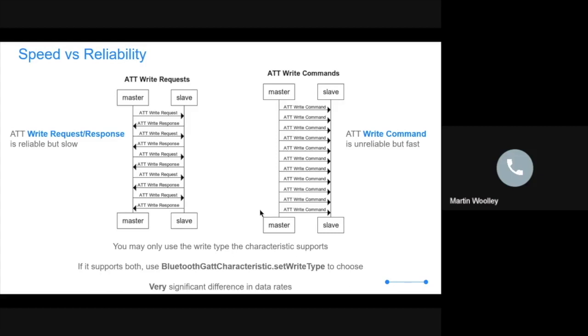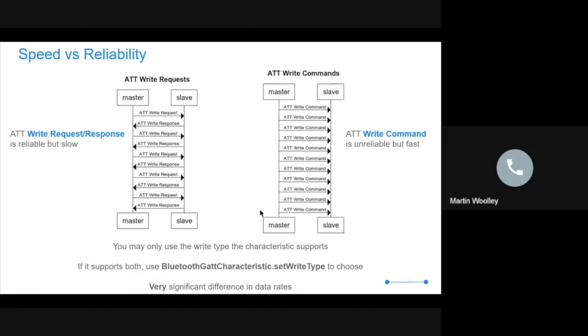Write requests are acknowledged. Every write request receives a write response from the remote device. That makes it a reliable protocol, reliable in the sense that you know that the application at the top of the stack received that data and confirmed that everything was good. But the write request response sequence of events really slows things down.